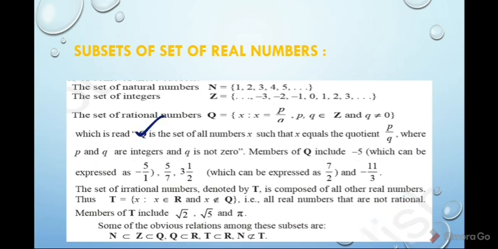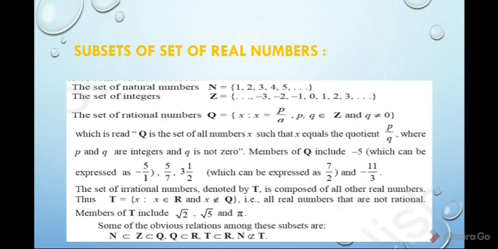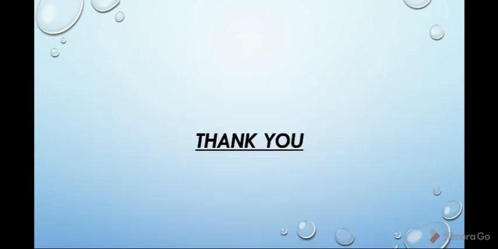Similarly, for irrational numbers and rational numbers, rational and irrational numbers are both different. No element of the rational set belongs to the irrational number set, and no element of the irrational number set belongs to the rational number set. So you can say that Q is not a subset of T. Again, T is not a subset of Q. In this way you can relate the subsets between the sets of real numbers. Okay, so this is all for today.